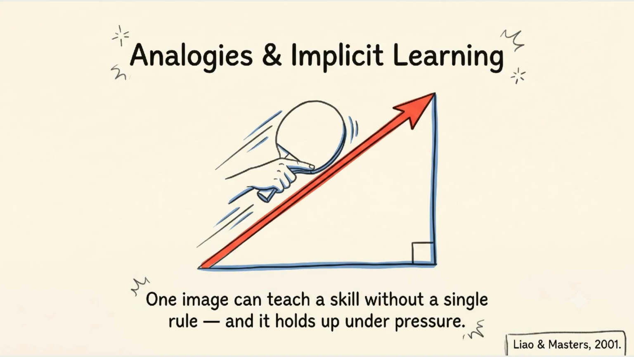1 image replaced 10 rules. And those learners performed better under pressure and while distracted than people taught the explicit rules. Why? Here's the mechanism, and it's important.